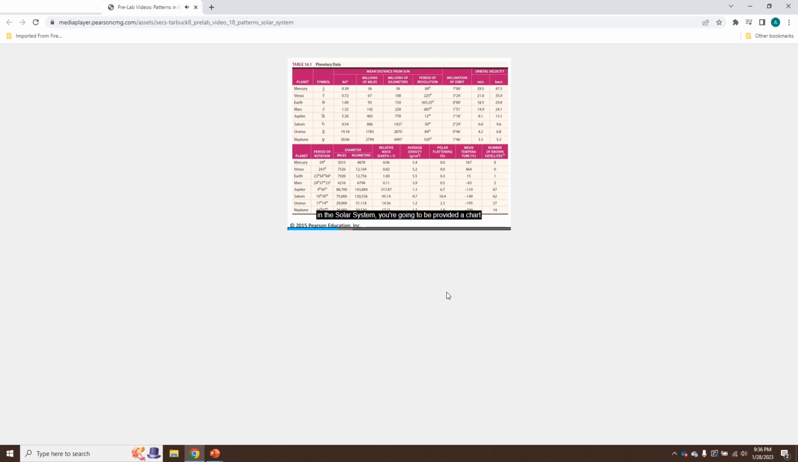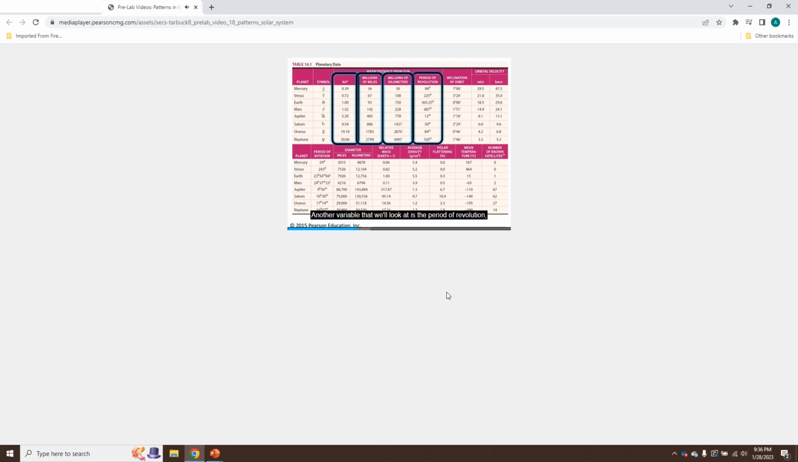To make sense of some of the patterns that we observe in the solar system, you're going to be provided a chart, and in this chart you're going to have various kinds of planetary data laid out for you. One of the first things you might pay attention to is how far away is a given planet from the Sun. You can measure that in miles, you can measure that in kilometers, or often astronomers simplify things by saying the distance of Earth to the Sun is 1 astronomical unit. So planets closer to the Sun than Earth, Mercury and Venus, have astronomical unit distances of less than 1 from the Sun. Any planet that's further away from the Sun than Earth, Mars, Jupiter, Saturn, Uranus, and Neptune, they all have distances that are greater than 1 AU.